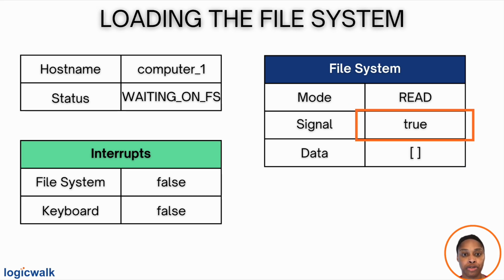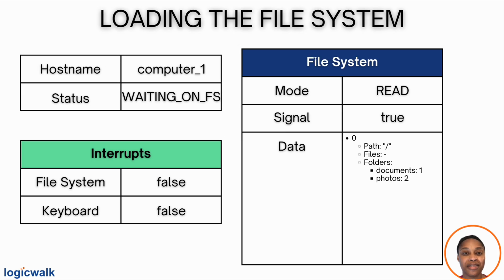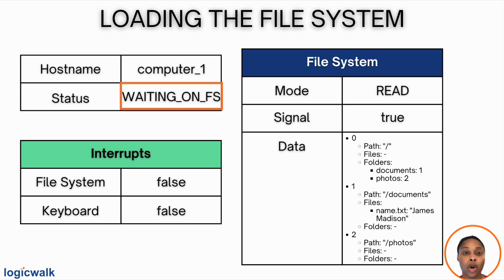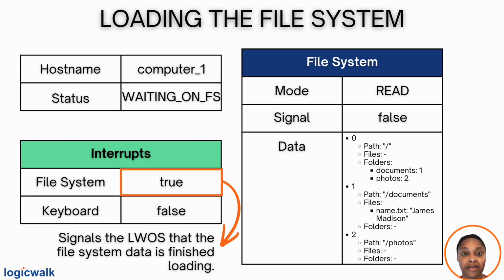When the signal is set to true, the hard drive is activated. Because the mode is set to read, the hard drive begins loading the folder stored on the disk into the file system data field. The LWOS remains on the waiting on file system state while the hard drive completes the operation. When the hard drive finishes the read operation, it resets the file system signal to false and sets the file system interrupt to true. This interrupt notifies the LWOS that the file system data has finished loading.